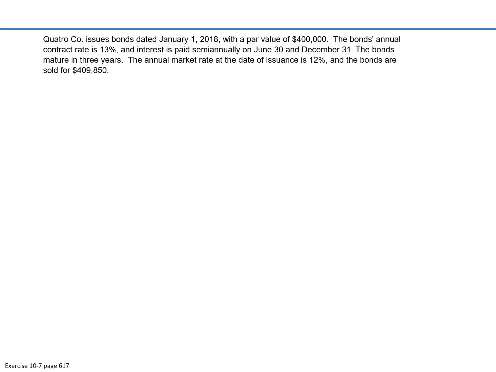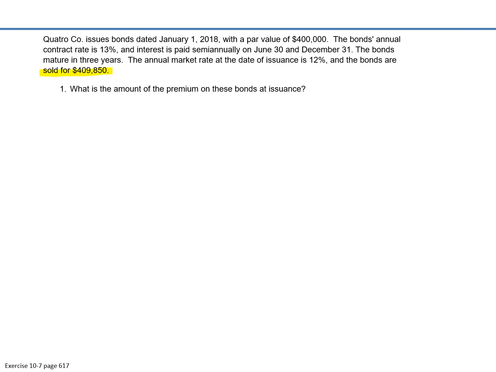All right, exercise 10.7. Quattro Company issues bonds dated January 1st, 18 with a par value of $400,000. The bond's annual contract rate is 13%, and the interest is paid semi-annually on June 30th and December 31st. Bonds mature in 3 years. Annual market rate at date of issuance is 12%, and bonds are sold for $409,850. What's the amount of premium on the bonds at issuance?